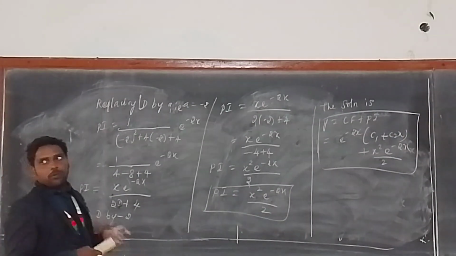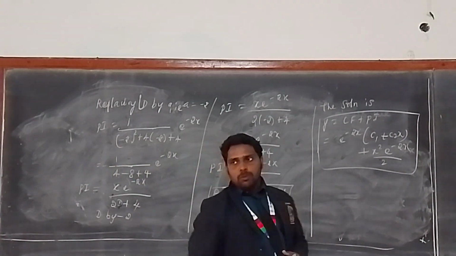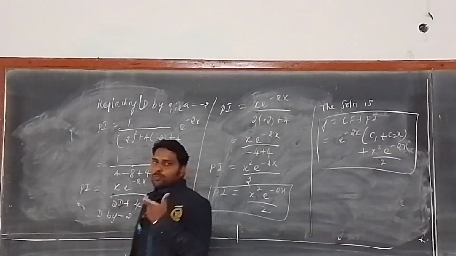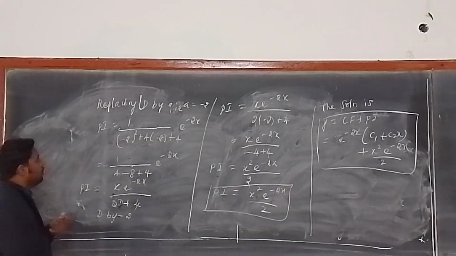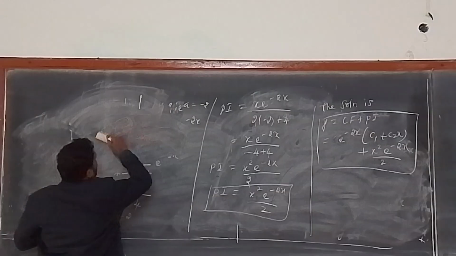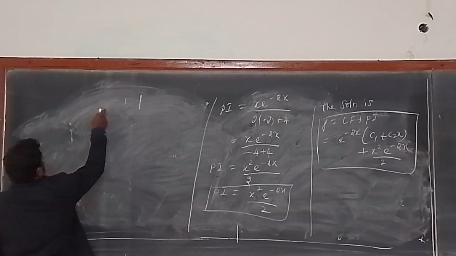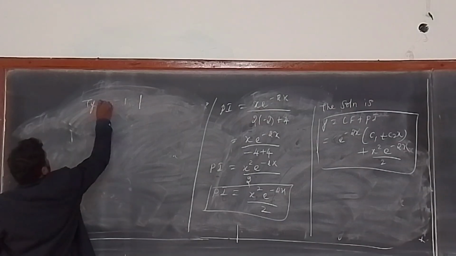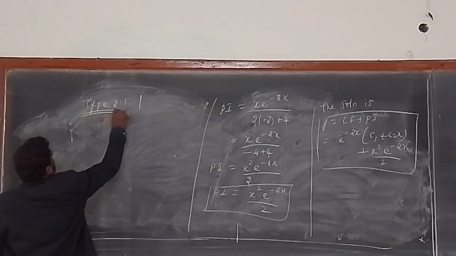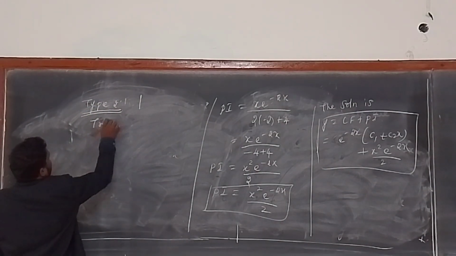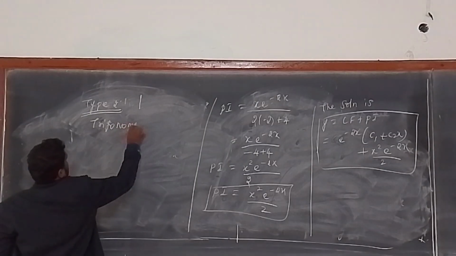So let's discuss type 2. What does type 2 mean? The function f of x is a trigonometric function, that is sine ax or cos ax. So type 2 is the trigonometric function.